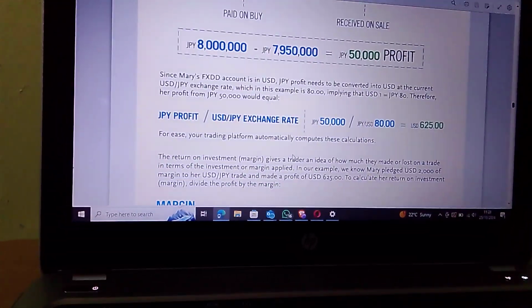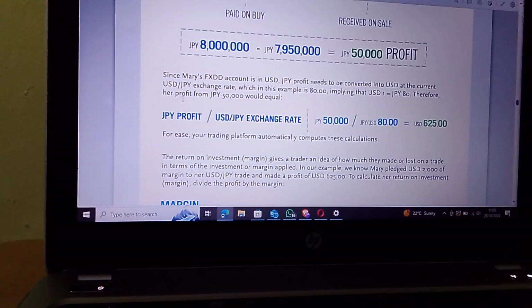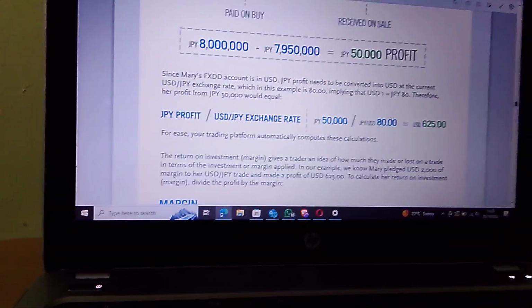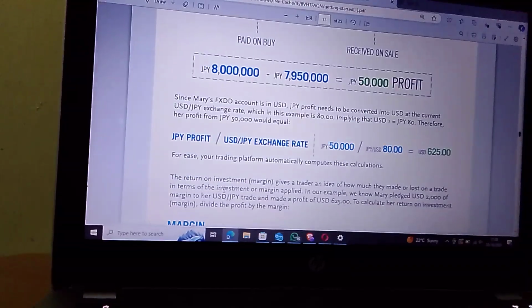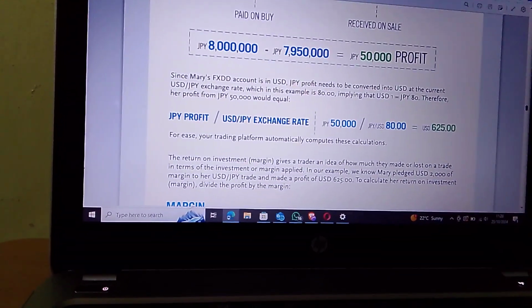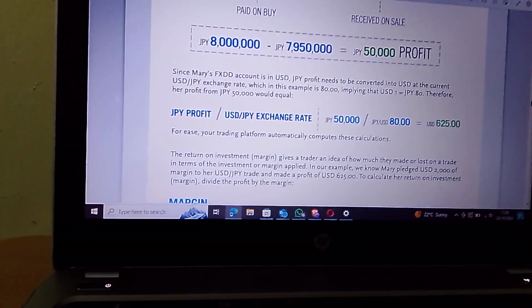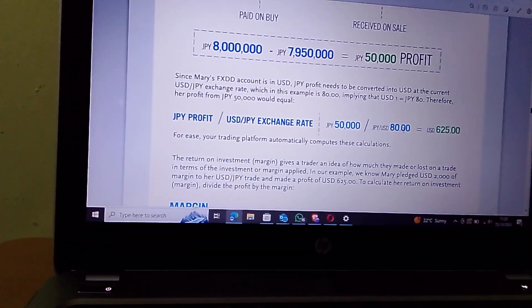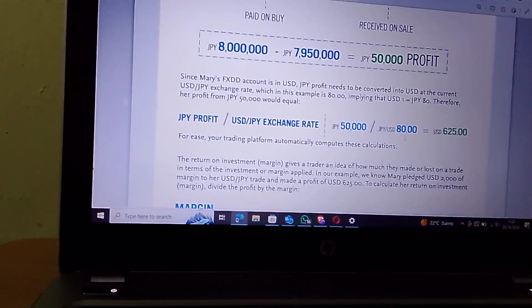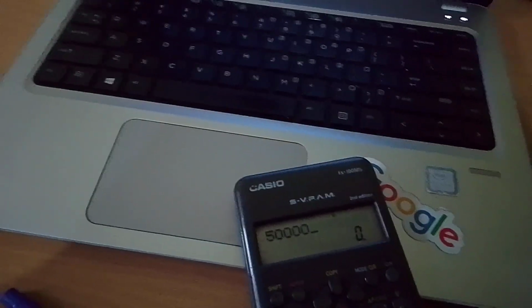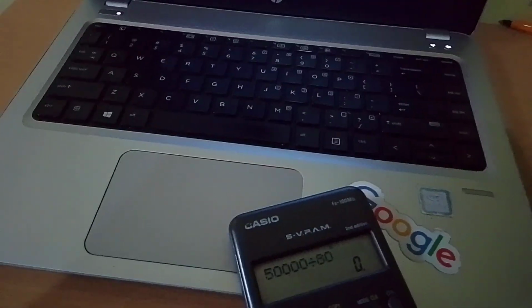US dollars from Japanese yen, and therefore her profit of 50,000 Japanese yen would equal, so you take the profit, then you divide by the exchange rate, which in our case is 50,000 Japanese yen divided by the 80.00 USD/JPY exchange rate. So by doing that, let me just get my calculator. And now from my calculator, 50,000 divided by 80, that gives you 625.